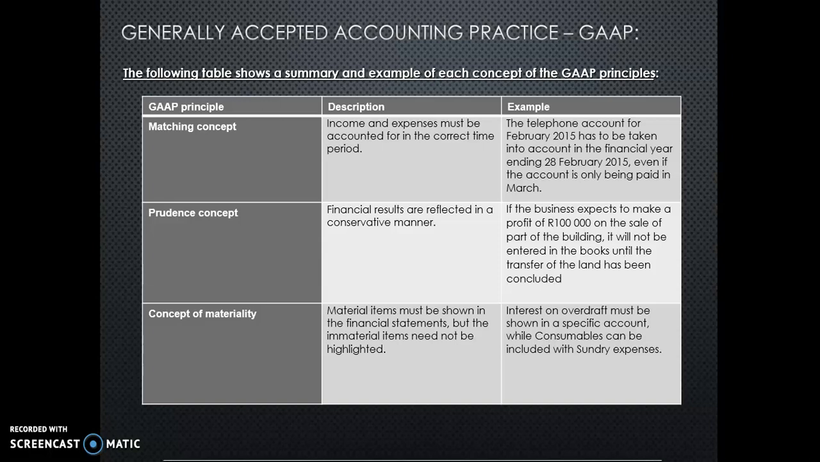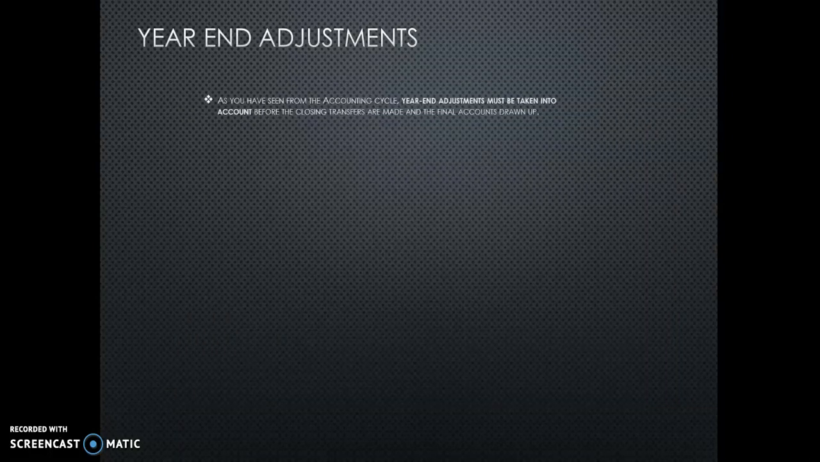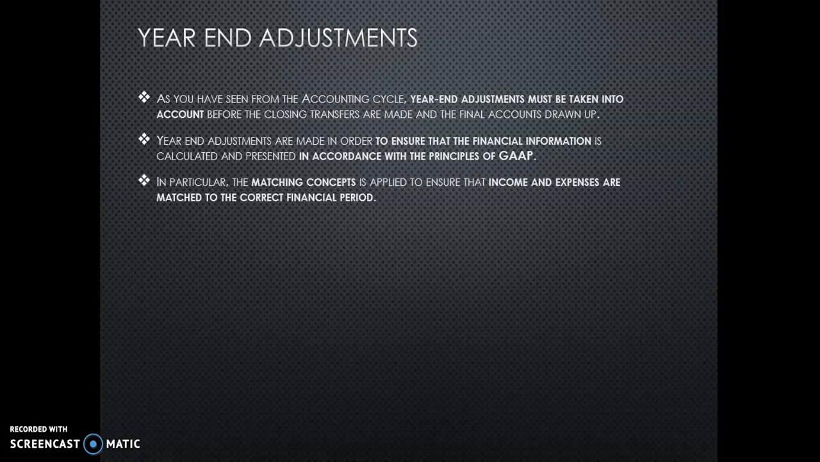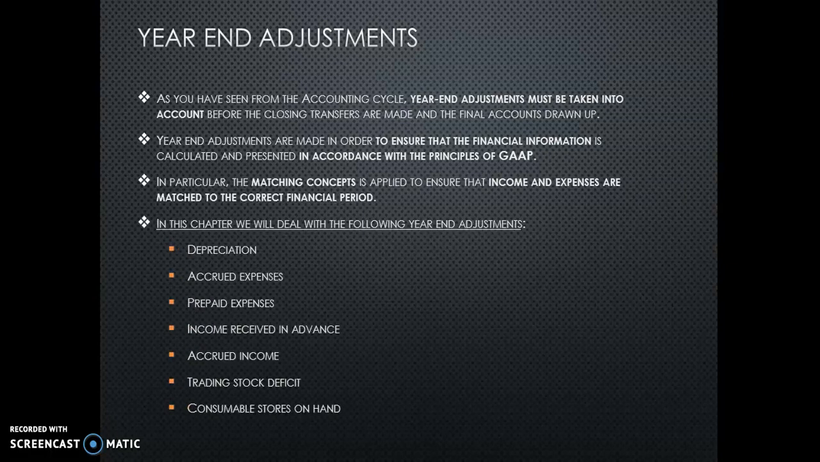Okay, so then moving on to the year-end adjustments. There are quite a few year-end adjustments, because of the matching concept, where income and expenses are matched to the correct financial period. So you've dealt with depreciation. We're going to deal with accrued expenses and prepaid expenses now. We'll look at income received in advance and accrued income in the next lesson, on the next recording. We're going to look at trading stock deficit and consumable stores on hand. These are all adjustments that you do at the end of your financial year.